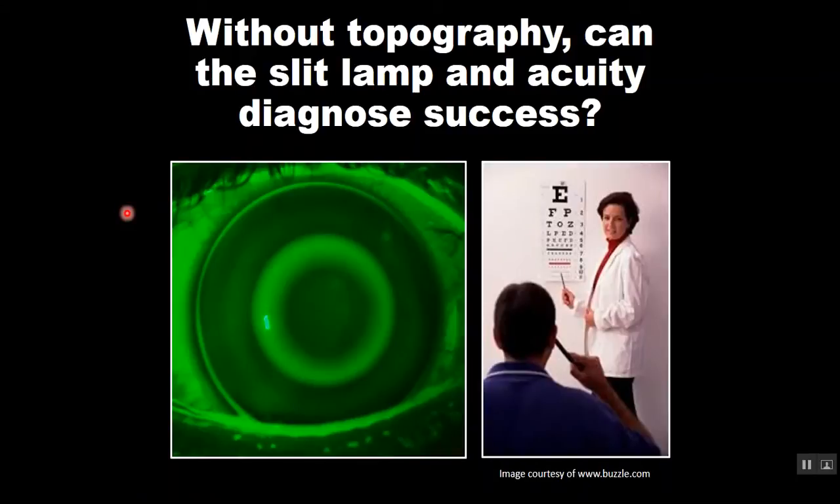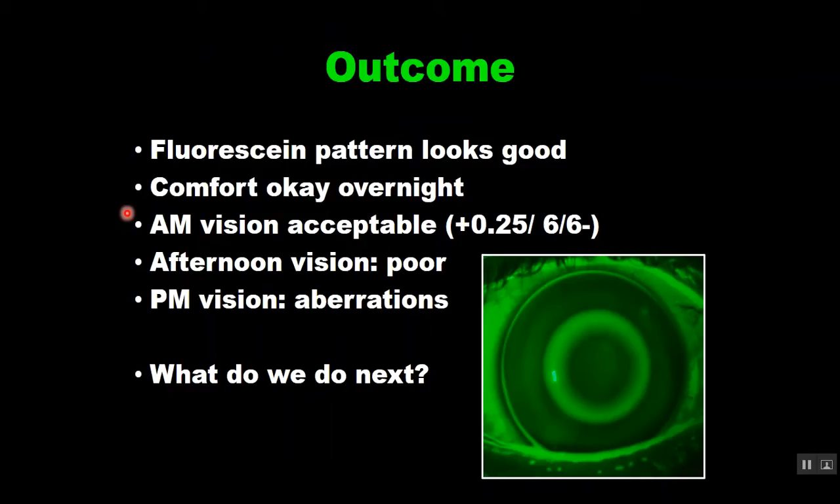So again, without topography, could a slit lamp and a vision chart get us through an exam, get us through treatment, and help us to achieve success? So let's take a patient that had a fluorescein pattern that looked acceptable. The comfort both with the lens on and overnight was okay. The vision in the AM post removal was plano and 6/6 or better, but in the afternoon the vision was quickly sliding, and in the PM the patient was noticing aberrations. So what seems to be the problem?